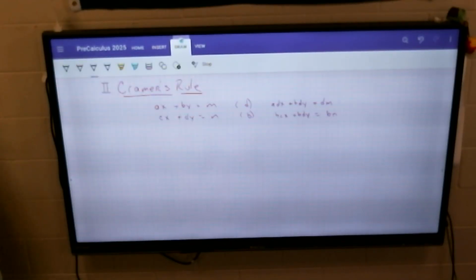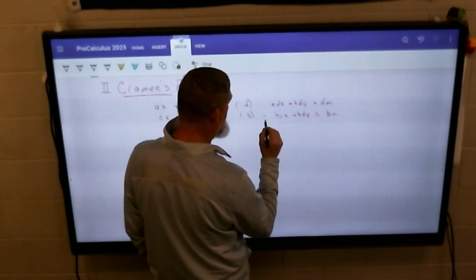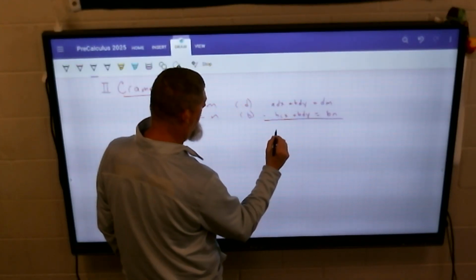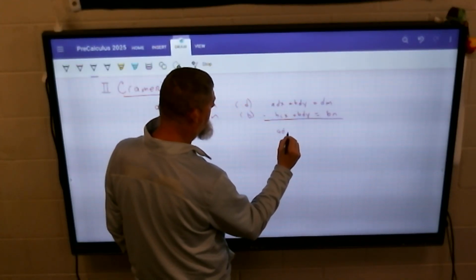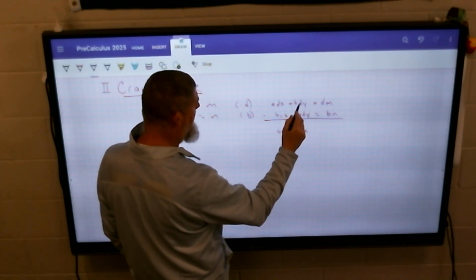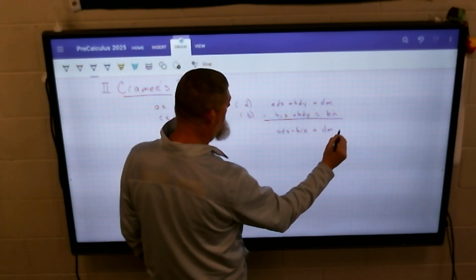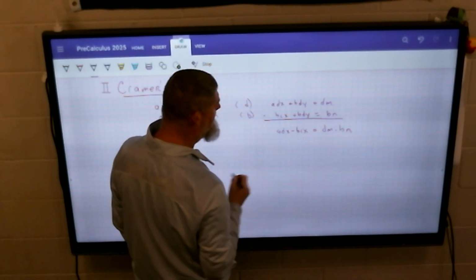Now, what do you notice about these two equations? They're both positive. They both have a BDY. So what happens if I subtract these two equations? What's going to happen to BDY? It's going to cancel out. It's going to go bye-bye. So subtract. So I'm going to have ADX minus BCX, and of course that BDY goes away, equals DM minus BN.